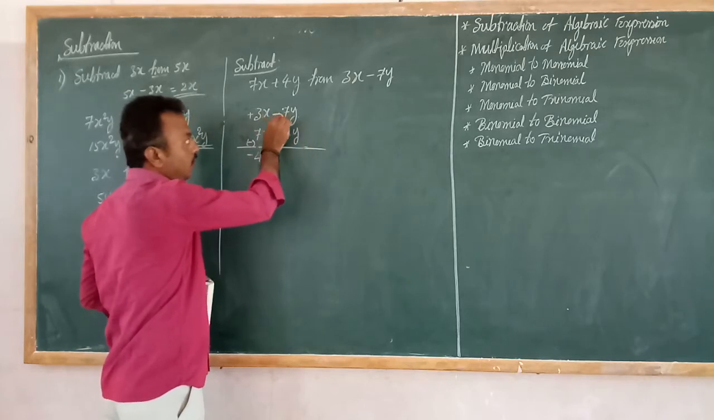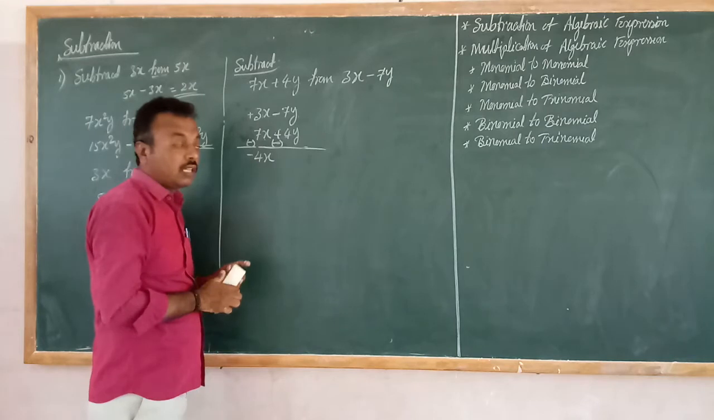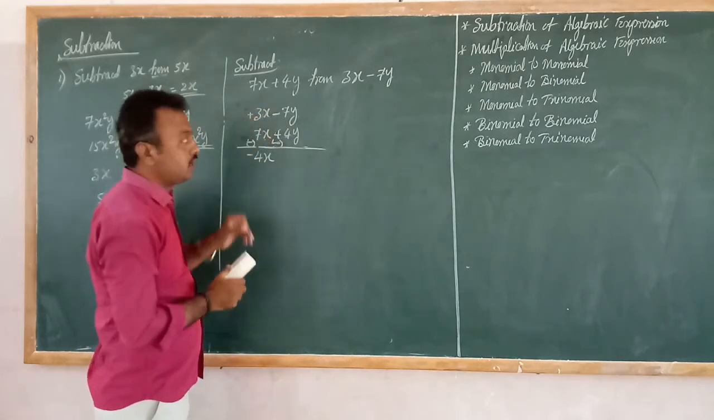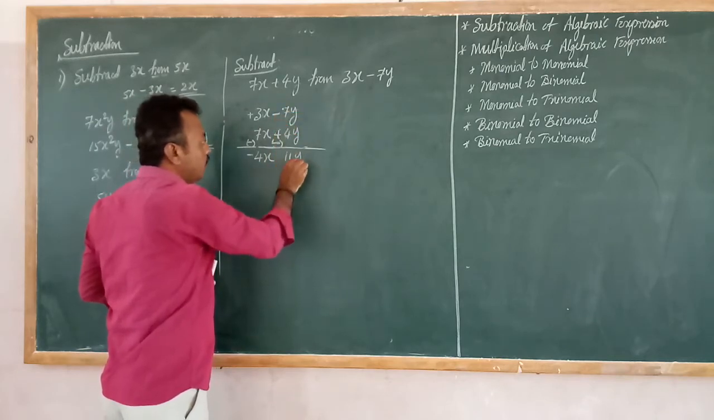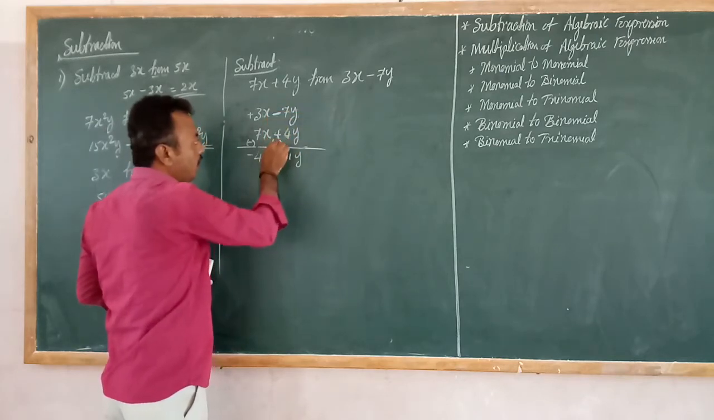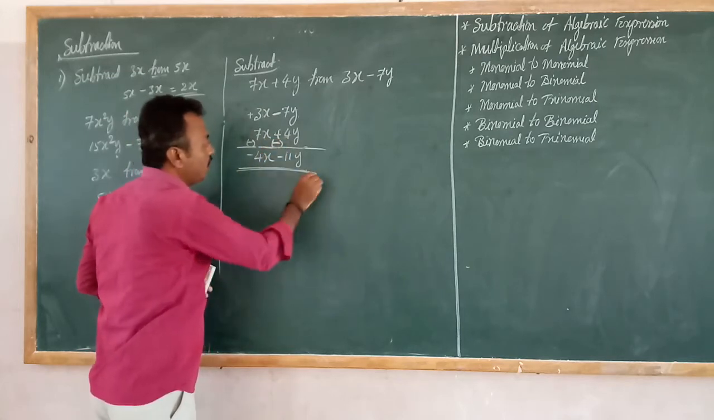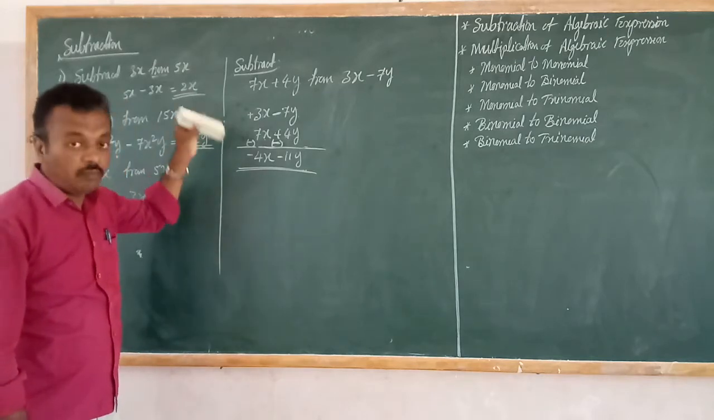So 7y has a negative sign and 4y also has a negative sign. The signs are the same, so when the signs are the same, we add. 7 plus 4 becomes 11y. The same sign goes in the answer, so minus as it is. Therefore minus 4x and minus 11y is the answer. So this is the column method.